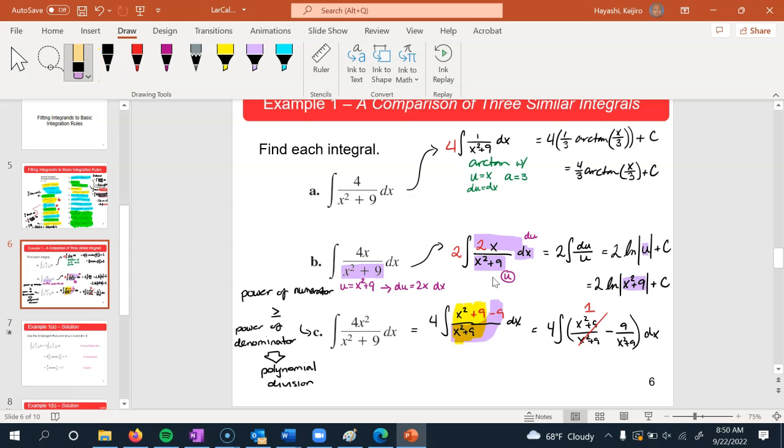Okay. I'm going to erase this in a little bit so that I can actually do literal polynomial long division, which you probably haven't seen since algebra. But we are going to get the same thing. Well, I guess if you distribute the 4, we're going to get 4 minus 36 over x squared plus 9. But that's what we'll have.